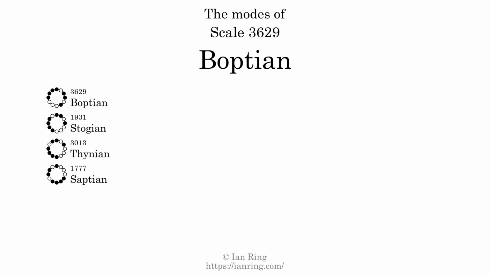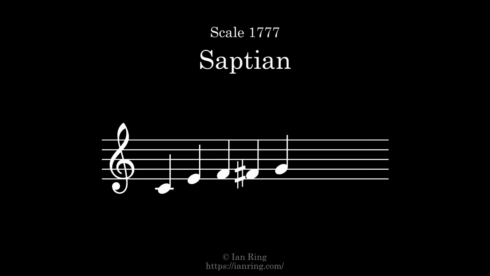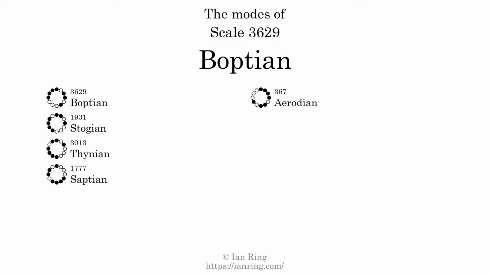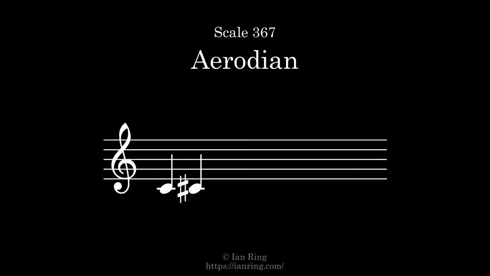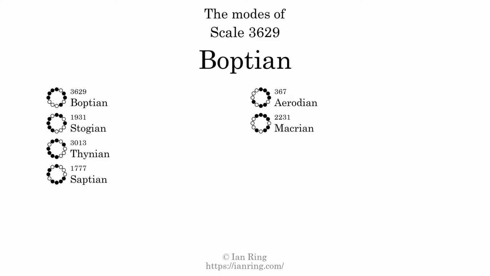The fourth mode is scale 1777, also known as Boptian. It sounds like this. The fifth mode is scale 367, also known as Rojan. It sounds like this. The sixth mode is scale 2231, also known as Macrian. It sounds like this.